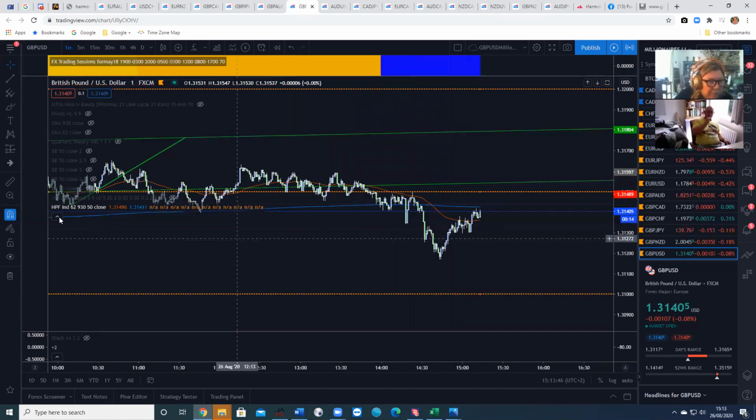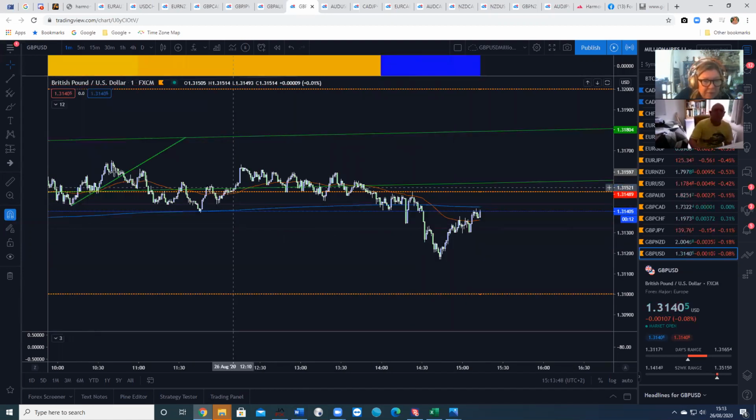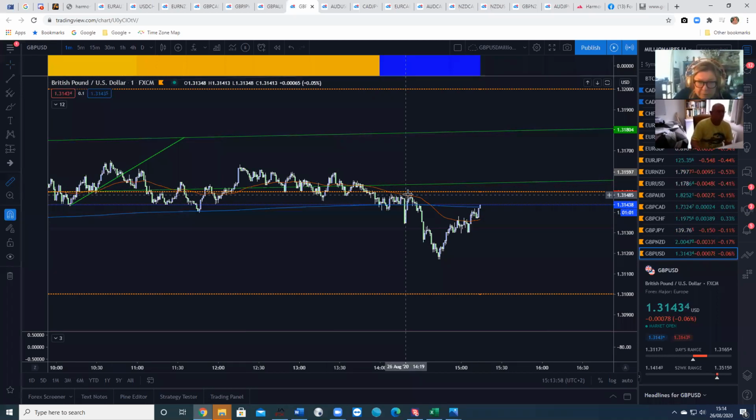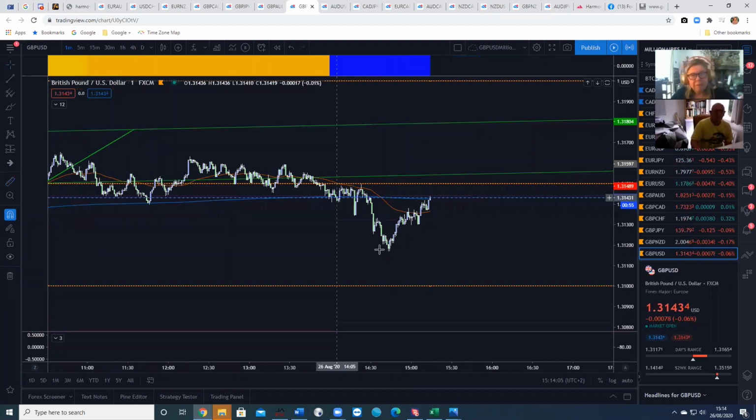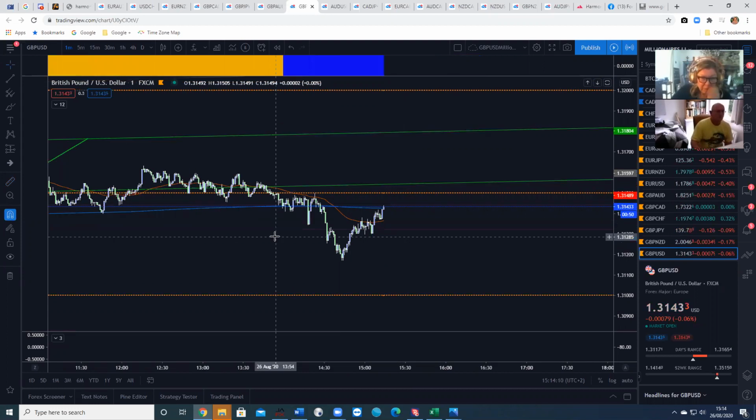So GBP USD didn't want to do that. And then in New York, a very nice break and retest, and then down from the 62, and that would have got you 30 pips. That would have got you your 20 pips there. So it's on its way back up above the 62.